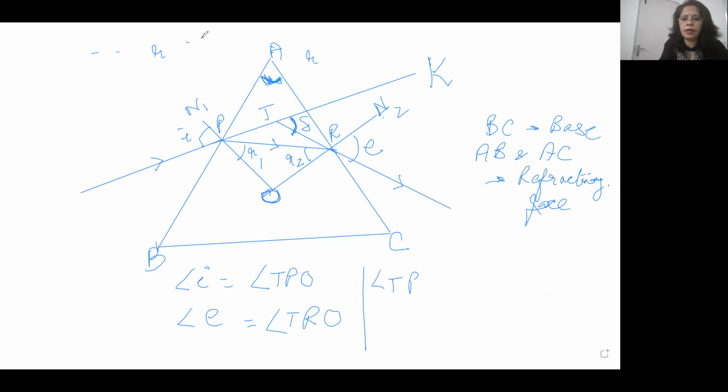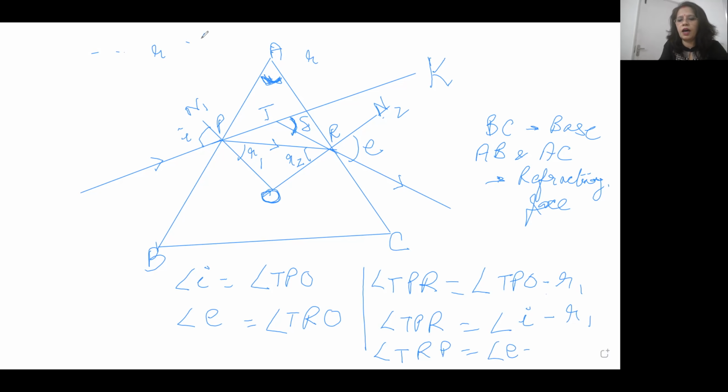What will be angle TPR? Angle TPR will be equal to angle TPO minus R1. Now, what is angle TPO? Angle TPO will be equal to angle I minus R1. So angle TPR is angle I minus R1. Similarly, angle TRP will be equal to angle E minus R2.